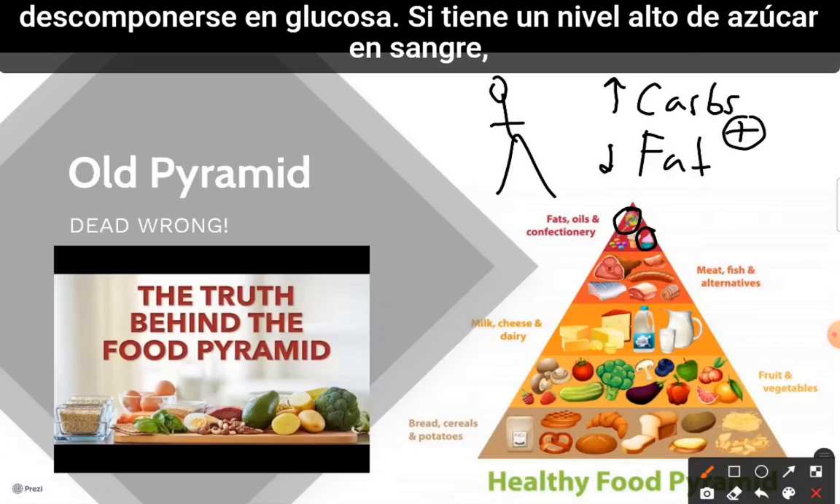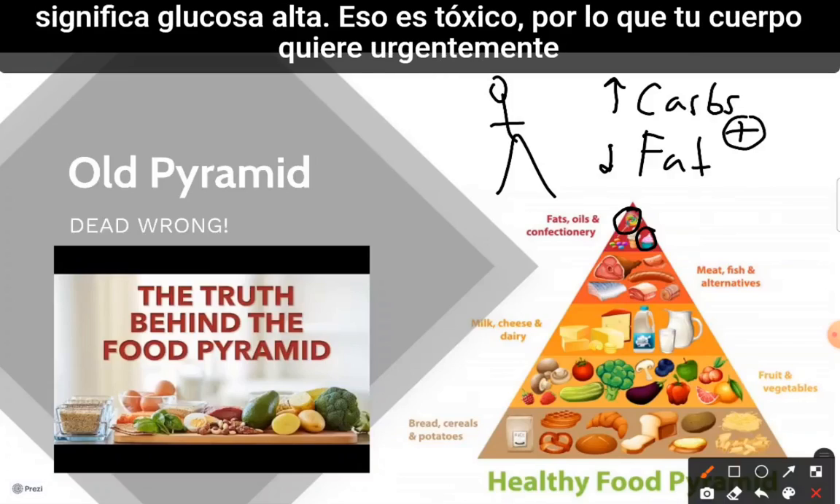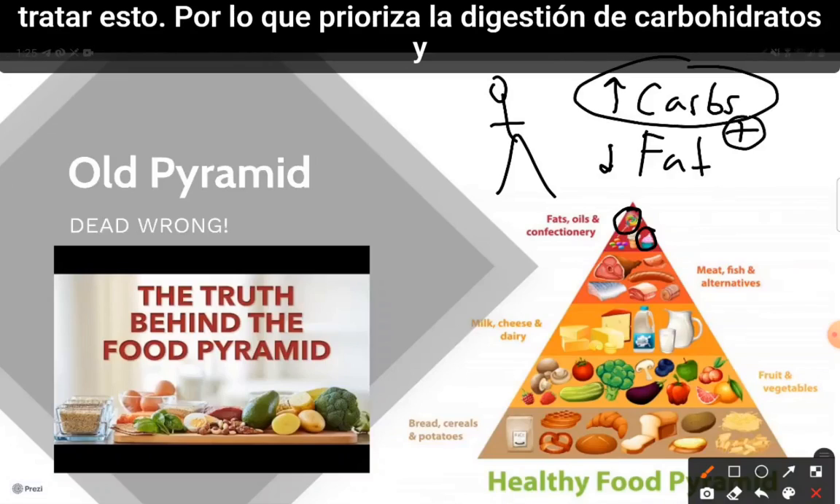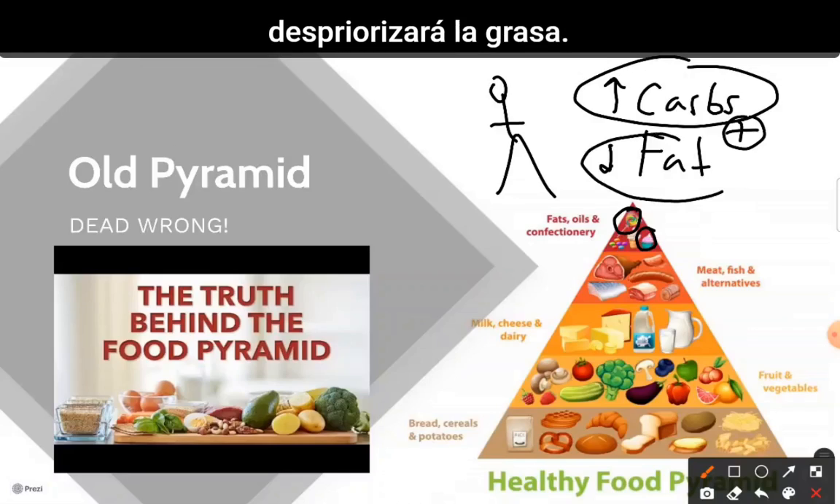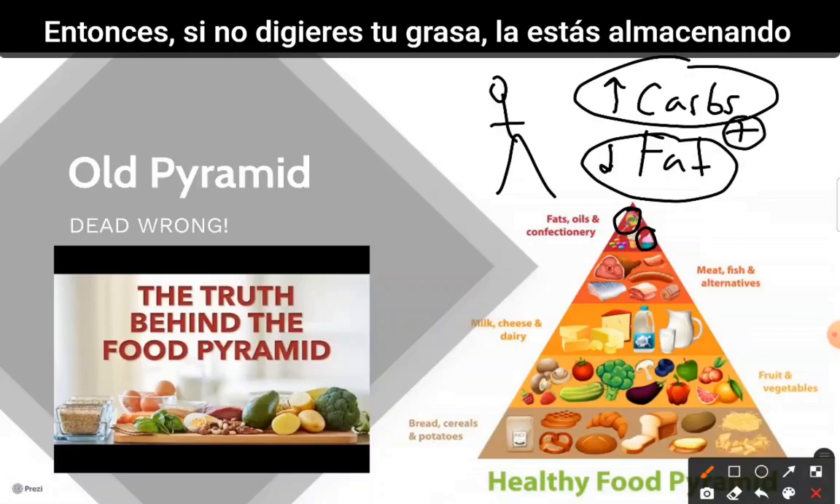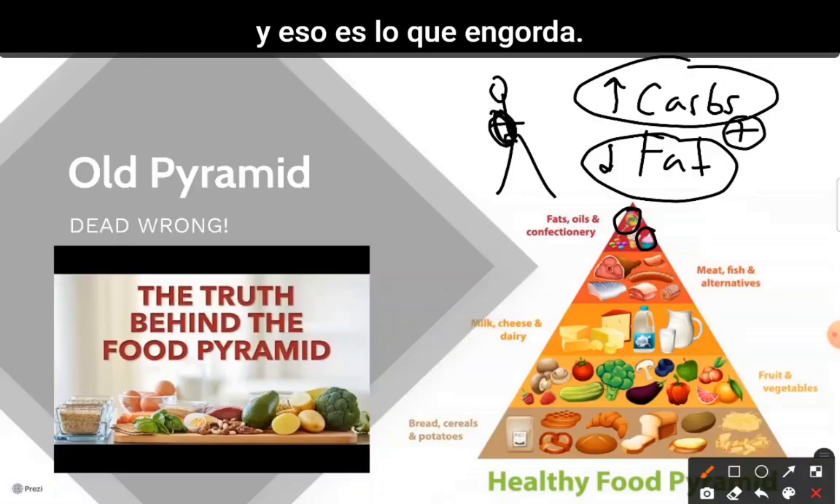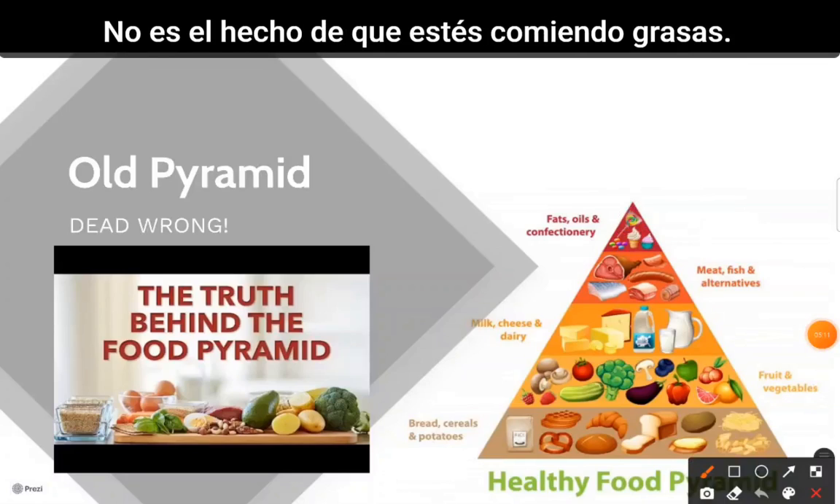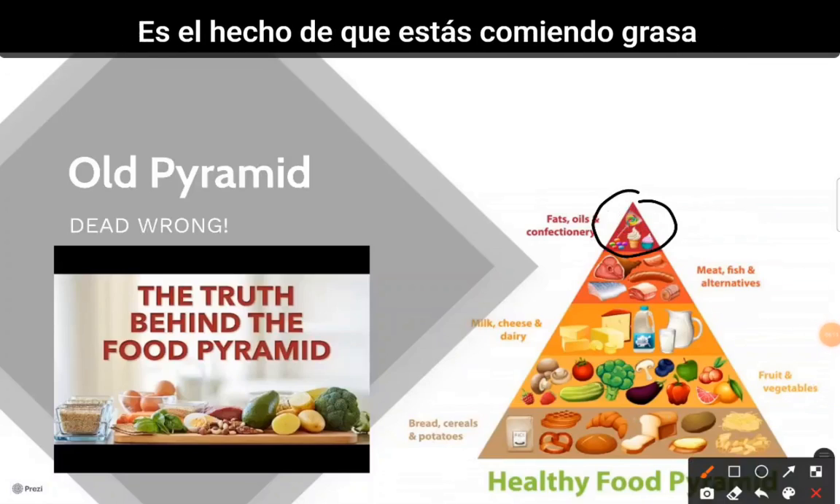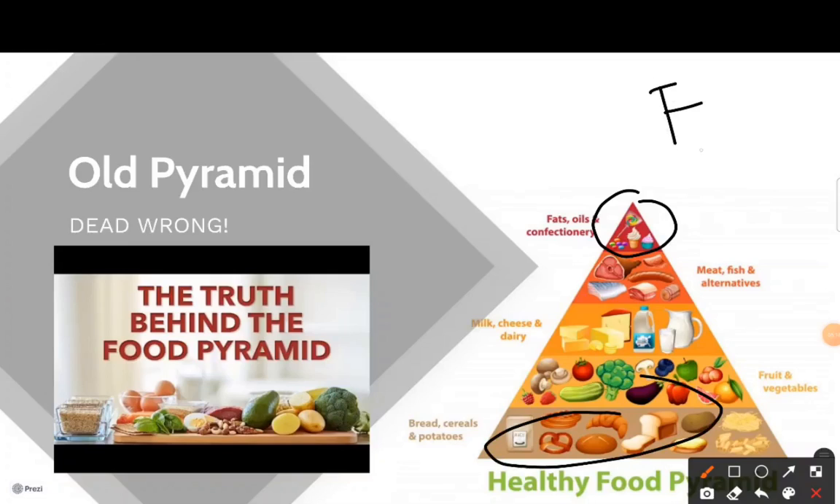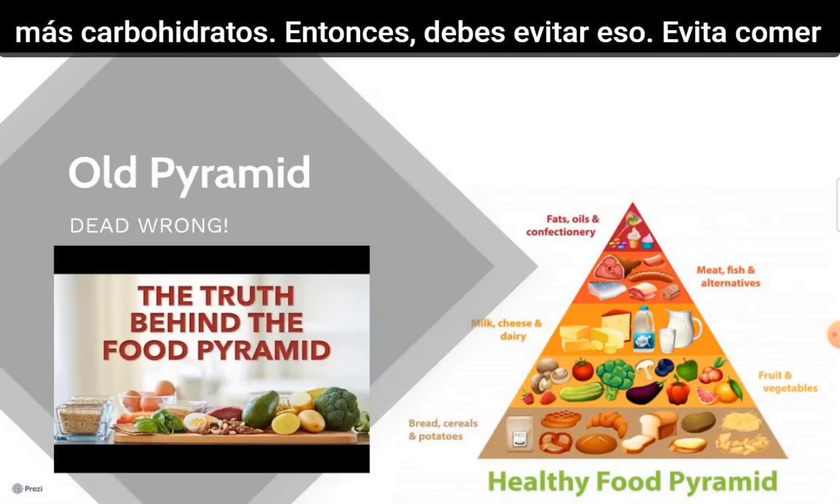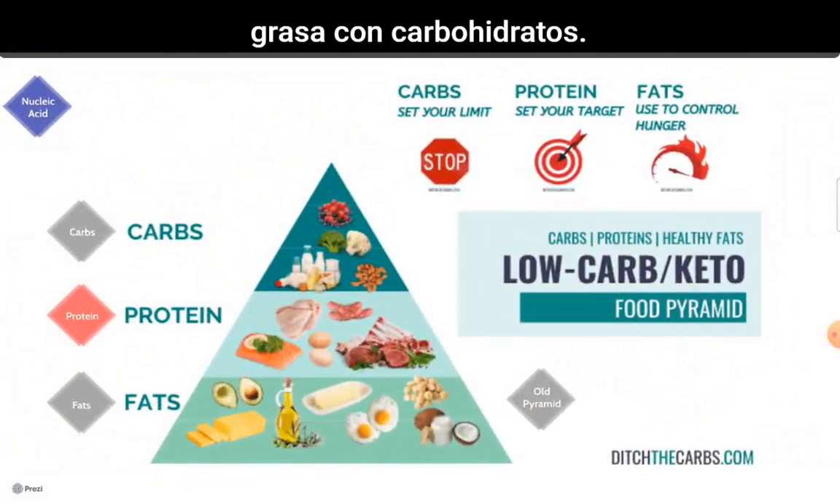If you have high blood sugar, that means high glucose, that is toxic. So your body wants to urgently deal with this. So it prioritizes carbohydrate digestion, and it will deprioritize fat. And so if you're not digesting your fat, you are storing it. And that is what makes you fat. It is not the fact that you're eating fat. It is the fact that you're eating fat plus carbohydrates. And so you should avoid that. Avoid eating fat with carbs.